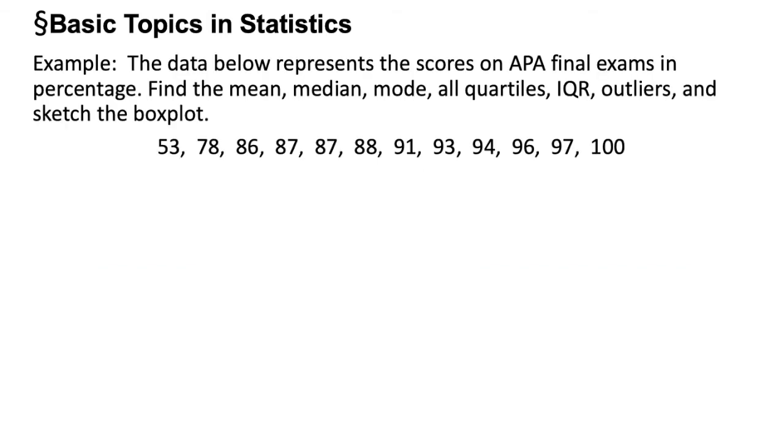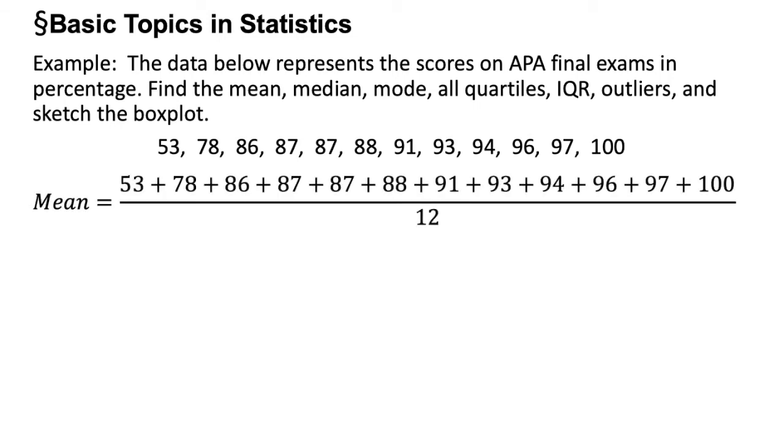So for this example, given the data values of scores in an APA class, we want to find the mean, median, mode, all quartiles, IQR, outliers, and sketch the box plot. For mean, we simply add all the scores and divide by the number of them. And we find the mean to be 87.5.